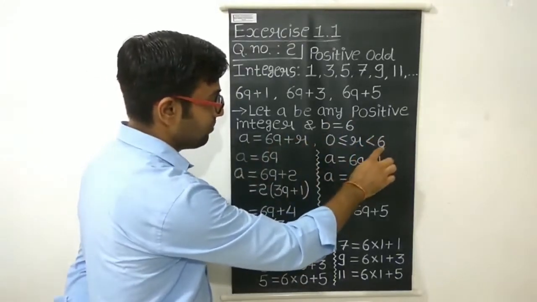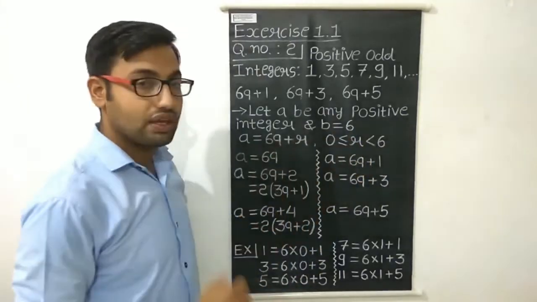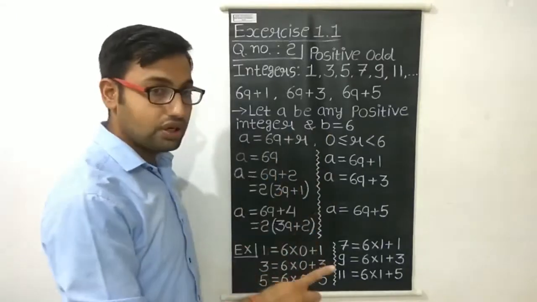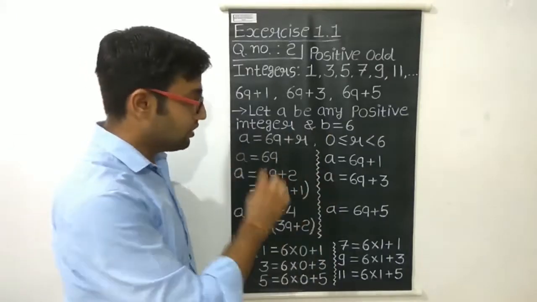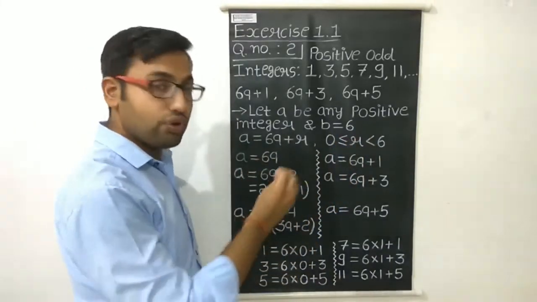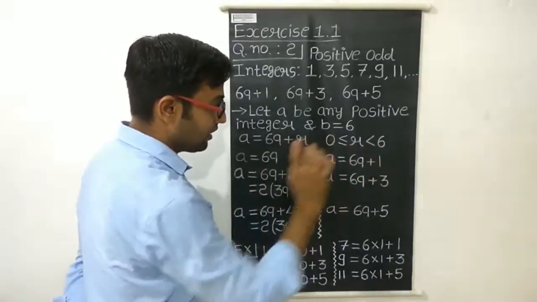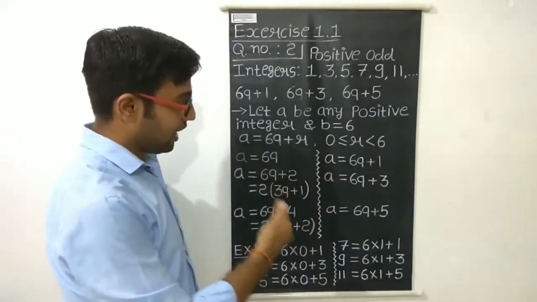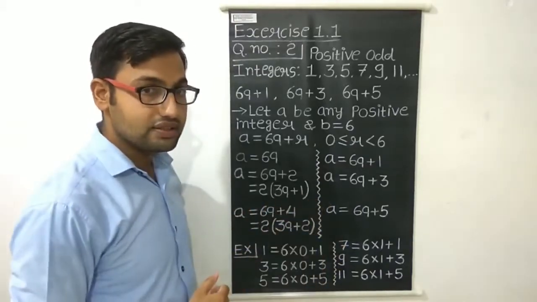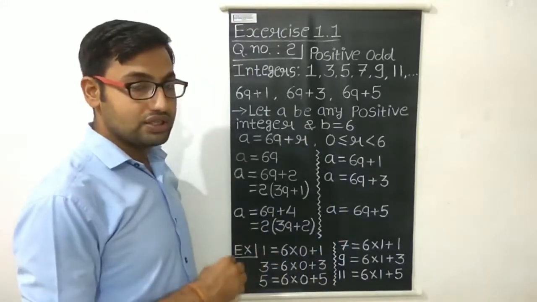Here b is 6, so the value of r may be 0 or 1 or 2 or 3 or 4 or 5. 0 to 5. r may take values from 0 to 5. It cannot take the value 6 because we have to take r less than 6. So r here we have to take as 0, 1, 2, 3, 4, 5. So let's take the values of r one by one and form Euclid's division lemma.